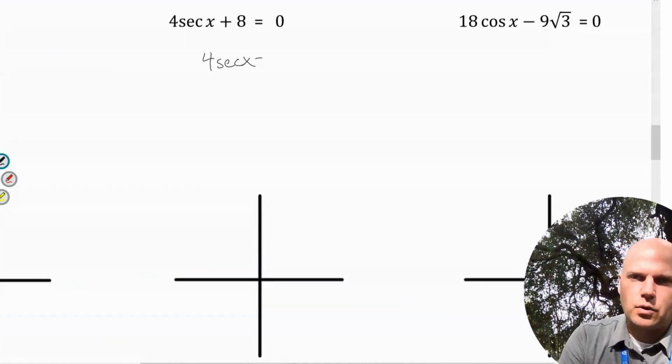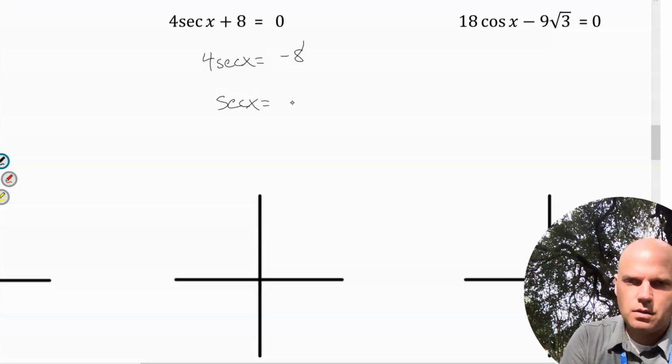Just make sure you go in the correct order. Subtract 8, then divide. If I subtract 8 and then divide, I get that.